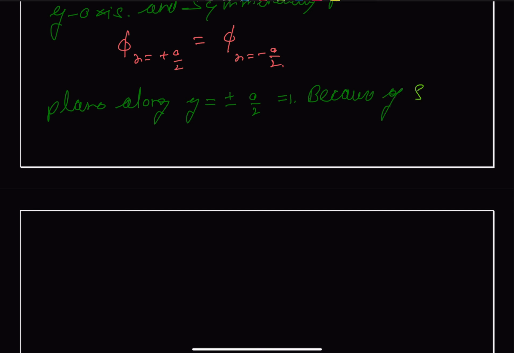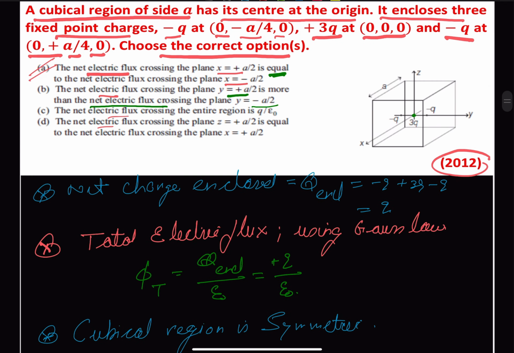So for the plane along y is equal to plus a by 2, and here also because of the symmetry, we can write that flux at y equal to plus a by 2 will be equal to flux at y equal to minus a by 2. It is not greater than, neither is it less than. Therefore option B is incorrect. And we come to option C.